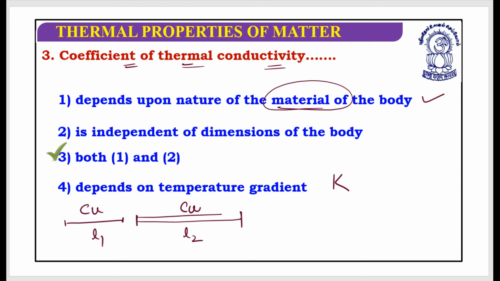Let's say that their cross-sectional area even changes. This is A1, this is A2, but these two have the same conductivity. I'm talking about the thermal conductivity. Yes, it is a material property and it is not dependent on the dimensions. So statements 1 and 2 are correct. Does it depend on the temperature gradient? No, it does not depend on the temperature gradient. I hope this is clear.